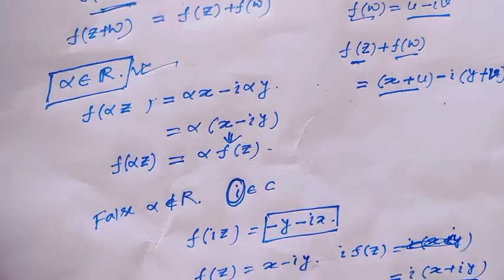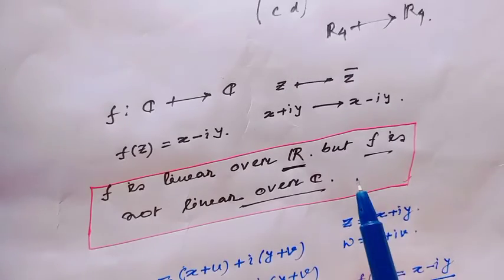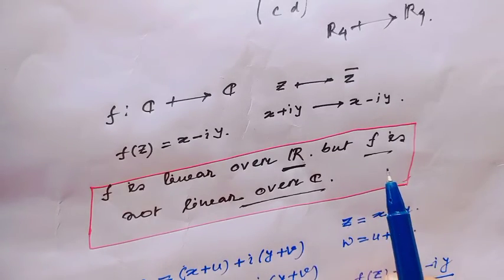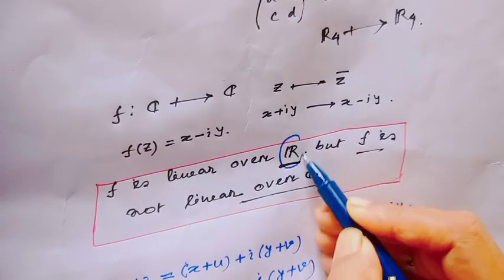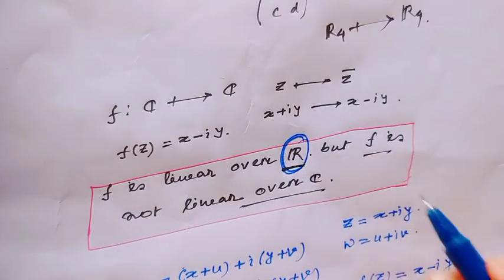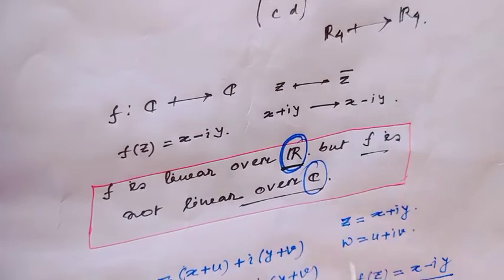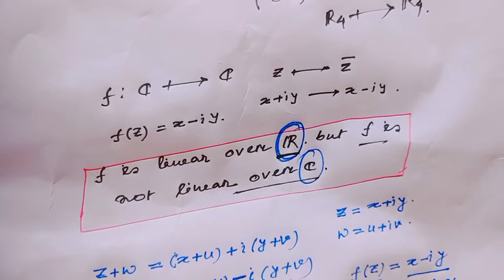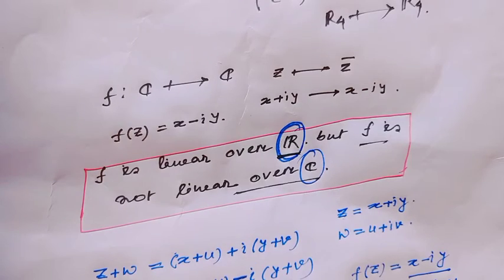So the conjugate map is linear over the field of real numbers, but not linear over the field of complex numbers. Are you getting why field theory is very important for any mapping?